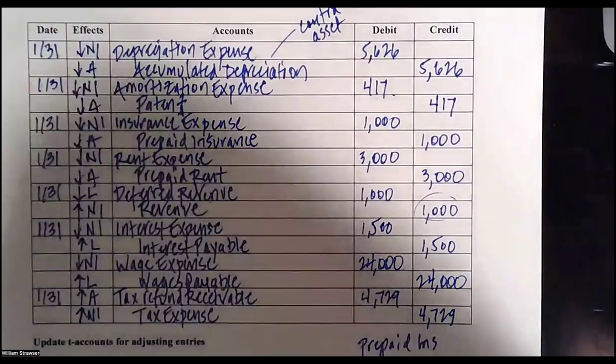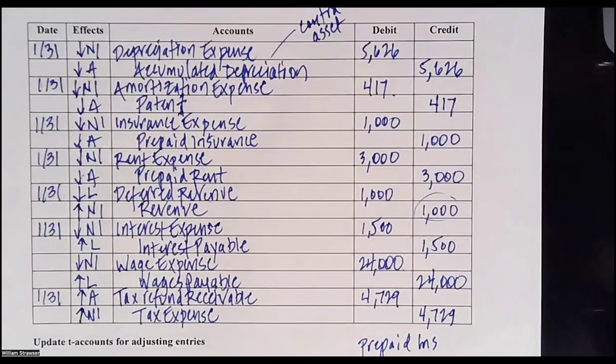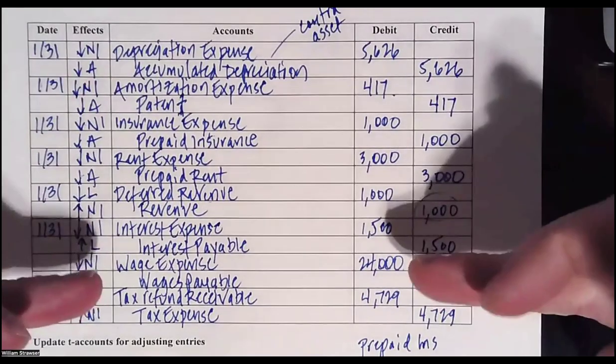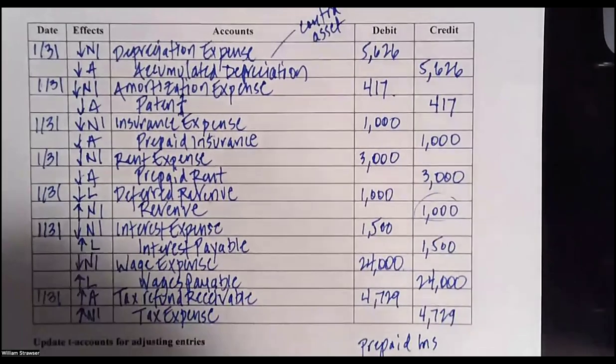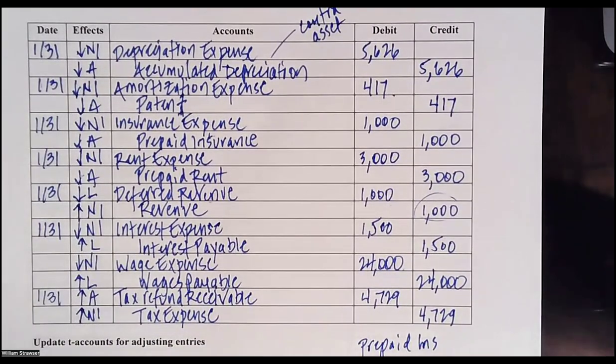All right, so in this video, we're going to talk about step five. After we've made the adjusting entries in step four, we have to first update our T accounts for the adjustments we made. So, for example, we have this entry to our depreciation expense and our accumulated depreciation.